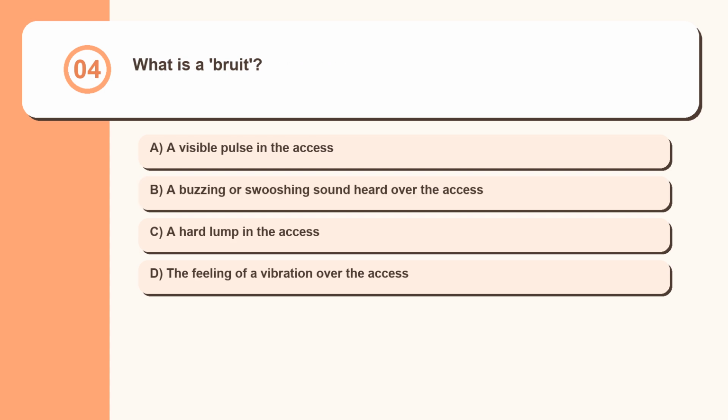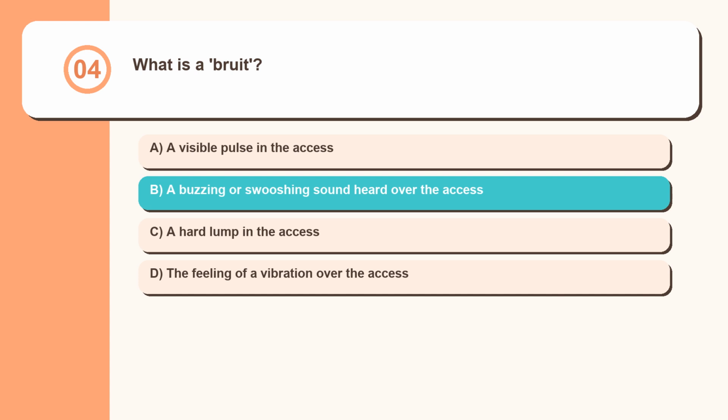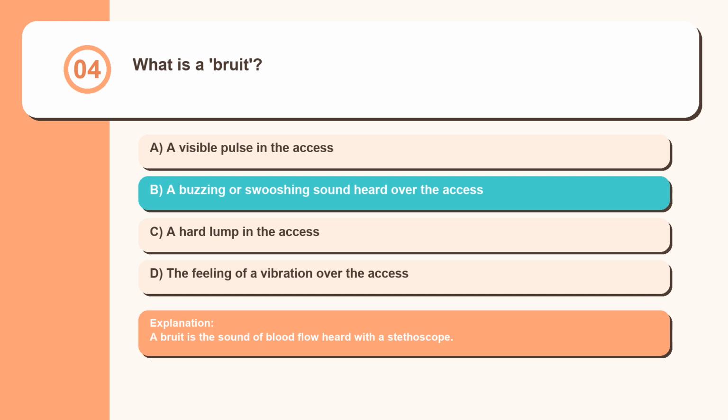Question 4. What is a bruit? A visible pulse in the access, a buzzing or swooshing sound heard over the access, a hard lump in the access, the feeling of a vibration over the access. A bruit is the sound of blood flow heard with a stethoscope.